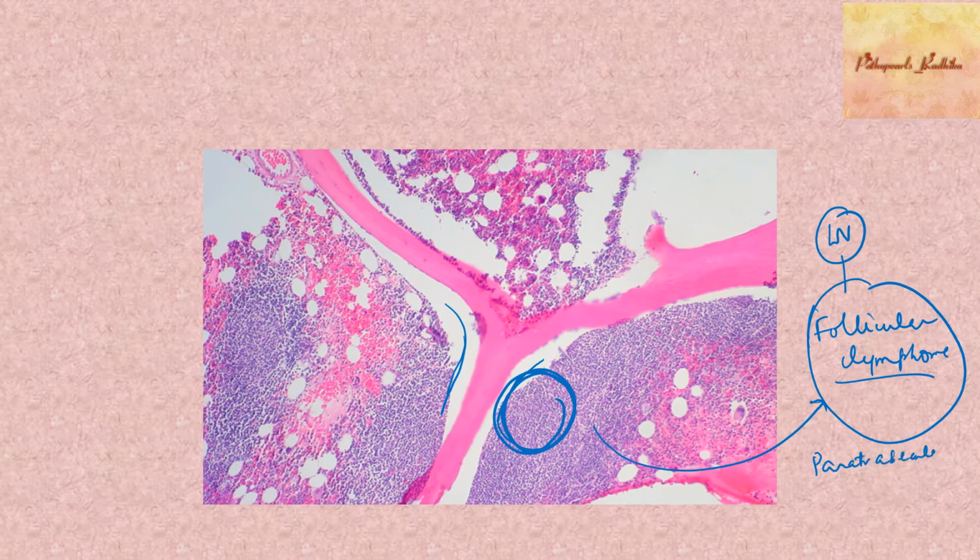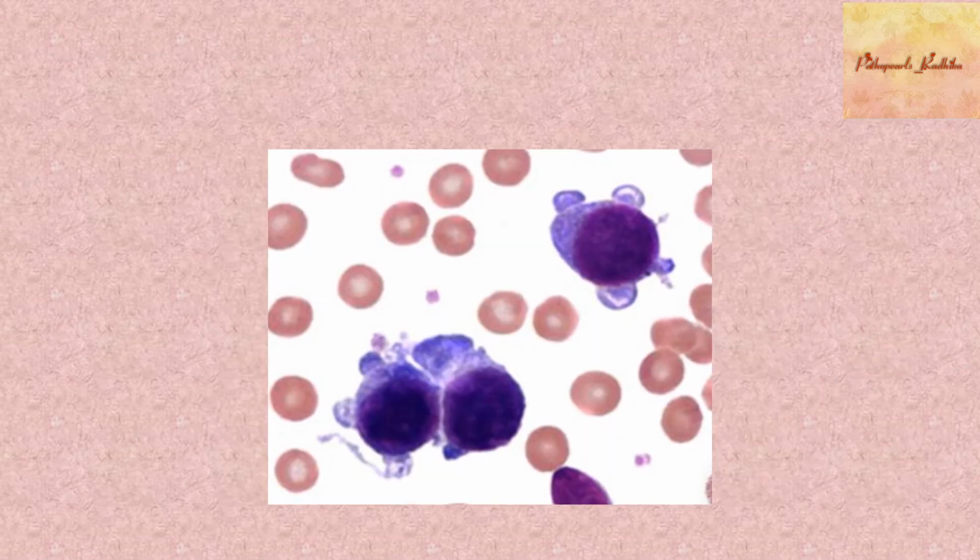So this you should never forget, paratrabecular involvement of the bone marrow by atypical lymphoid cells is seen in follicular lymphoma. Here you don't get a dry tap because it's only a part of the marrow which is going to be involved, right? So next option was AML M7.